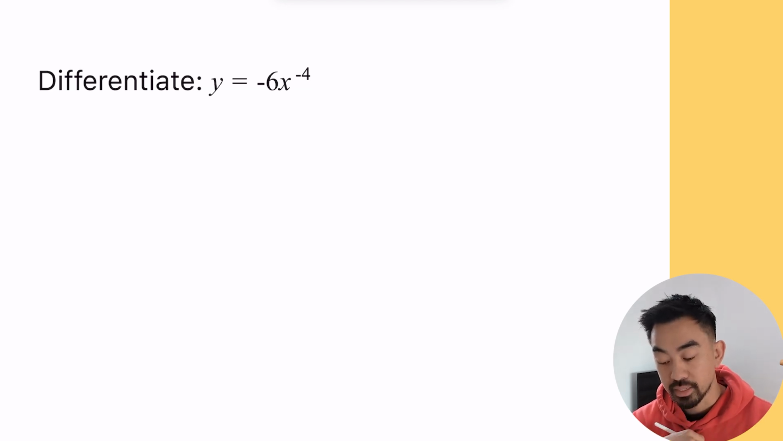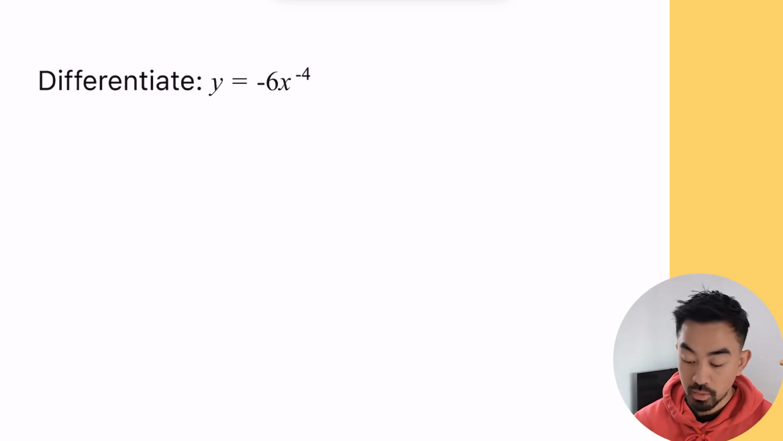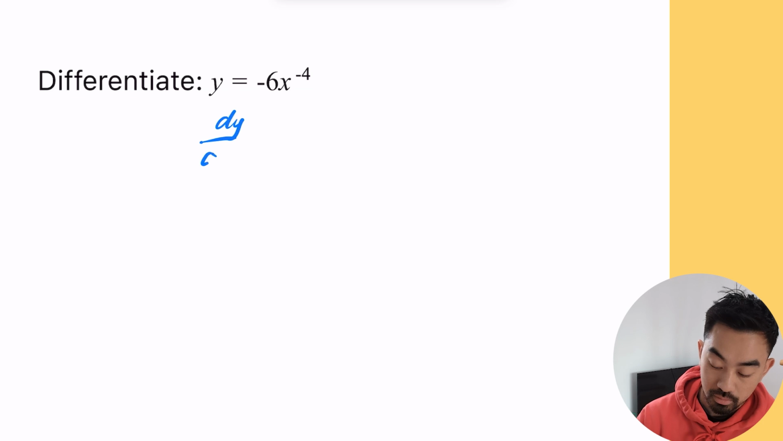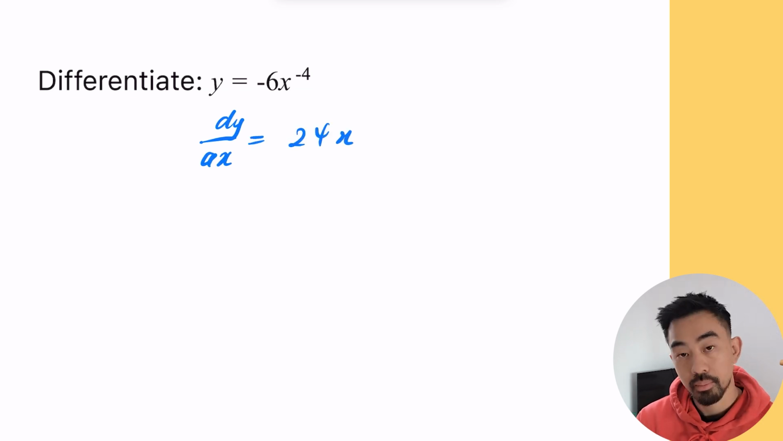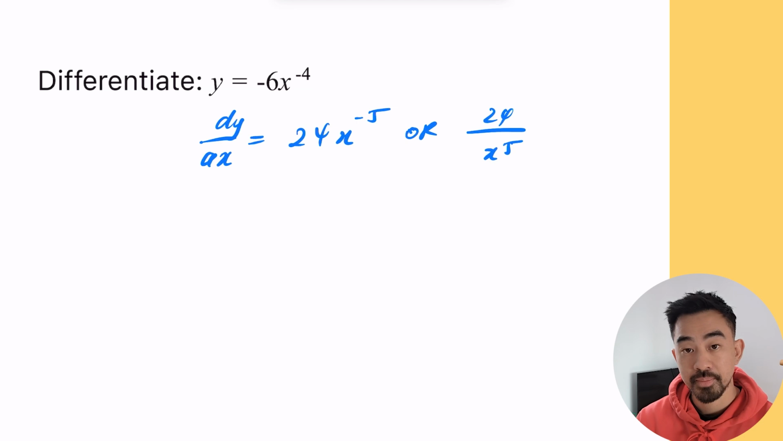Y is equal to minus 6x to the power of minus 4. So bring the power down. Minus 6 times minus 4 is 24. X, power minus 1. So minus 4 minus 1 is minus 5. Okay? Or you could write it as 24 over x to the 5.